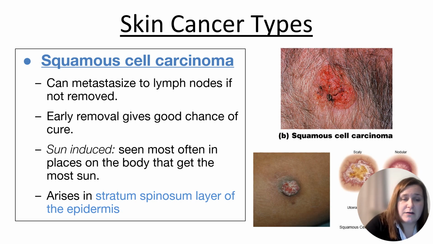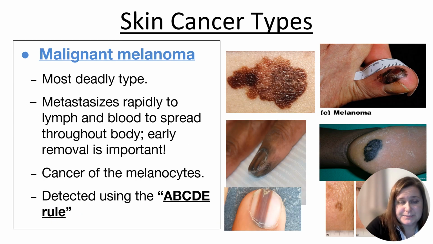We can also have squamous cell carcinoma. This can metastasize to lymph nodes if it doesn't get removed. Early removal gives a really good chance of remission and being cured. This is sun-induced, so it is seen most often in places on the body that get the most sun. This is going to happen in the stratum spinosum layer of the epidermis.